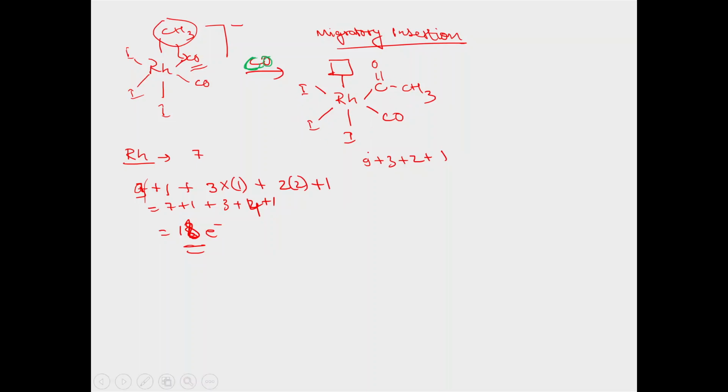17. You said 17. How 17? Rhodium will give 9, 3 from here, so it's 12, 13, 14, 15, and 1 from this minus charge. So it is now a 16 electron complex, not 17.